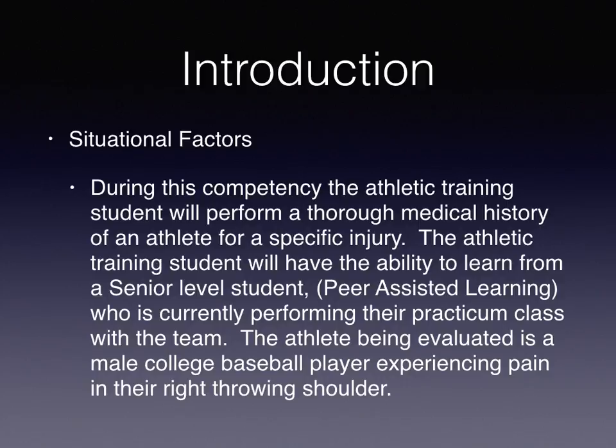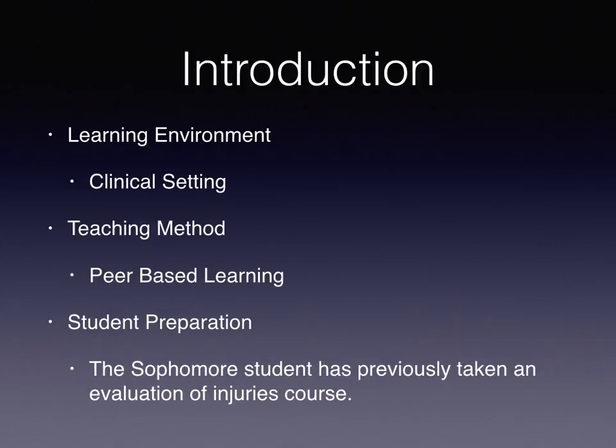So this is similar to what I was talking about before. It's an on-site student that has an undergraduate student either observing or, in this case, it's going to be following them and learning their competencies. The athlete being evaluated is a male college baseball player experiencing pain in their right throwing shoulder. Continuing on, this will be done in the clinical setting. The teaching method, of course, is peer-based learning, and what preparation the student has to have is the sophomore student has previously taken an evaluation of injuries course.